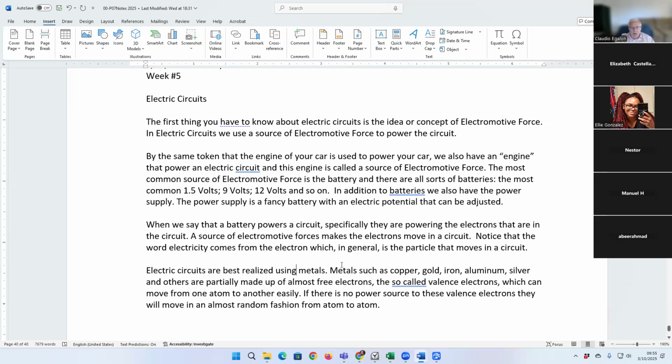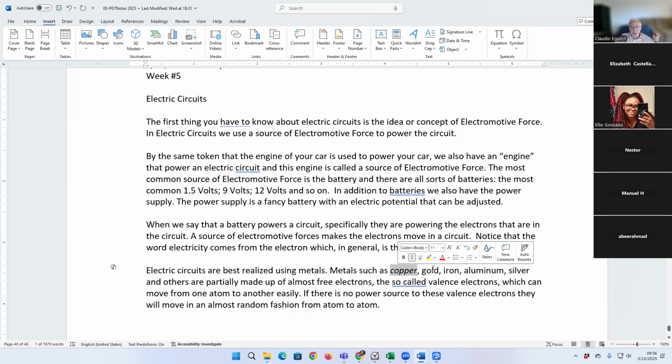But copper is not the only one that's used in an electric circuit. There are other metals, but copper is the best one because not only is it cheap, but it's a very good conductor as well. We can also use gold, iron, aluminum, and silver. Silver is an even better conductor than copper, by the way. When I say better conductor, I mean we have fewer losses. But the problem with silver is that it's too expensive compared to copper.